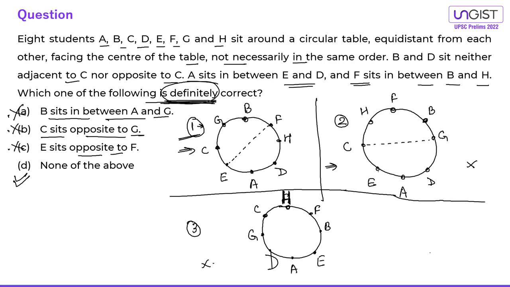If the question were which of the following is possibly correct, then obviously B would have been the correct choice, and C would also have been the correct choice, right? But they are asking which one of the following is definitely correct. Okay, everyone, so here the correct answer will be none of these. According to me, it will be none of these, right?